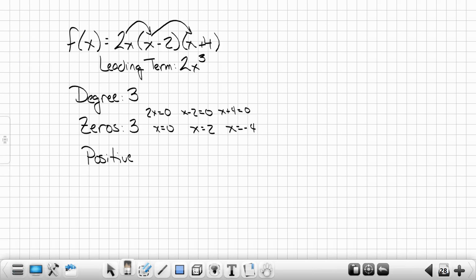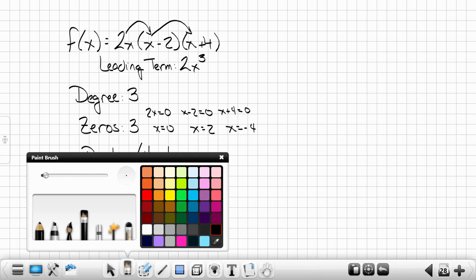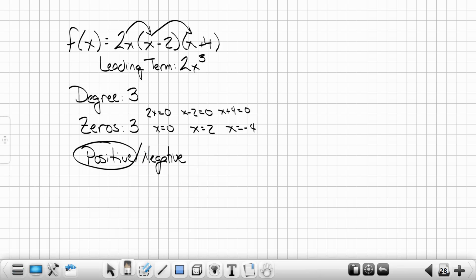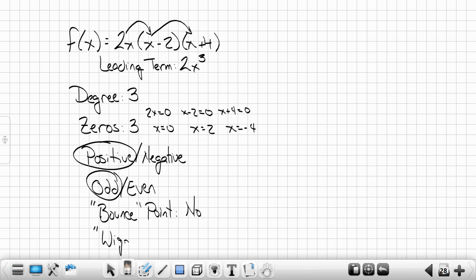Is this positive or negative? It's positive. Is it odd or even? It's odd because it's cubed. Now, on these ones, I'm going to answer these in a second. Is there a bounce point? No. Is there a wiggle point? No.